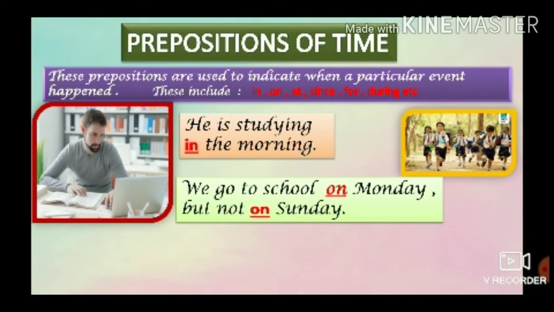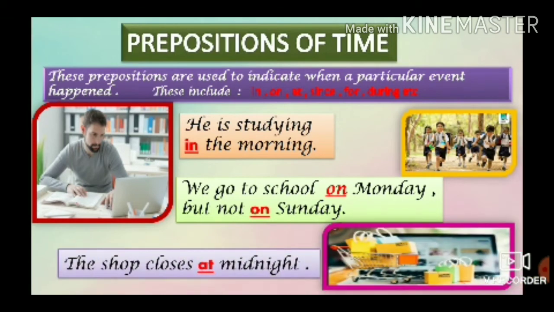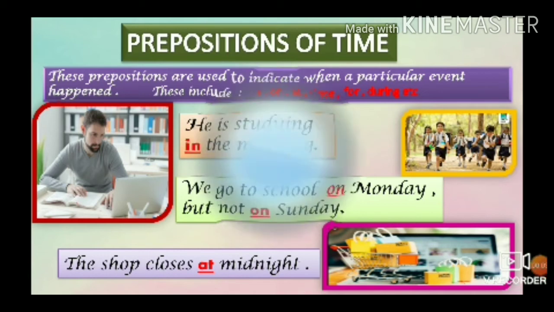We go to school on Monday but not on Sunday. Here, when do we go to school? On Monday. When don't we go to school? On Sunday. The shop closes at midnight. When does the shop close? At midnight. Let's see more examples.